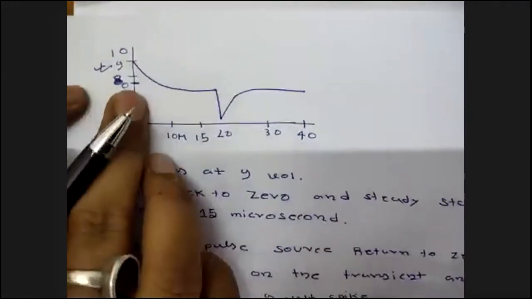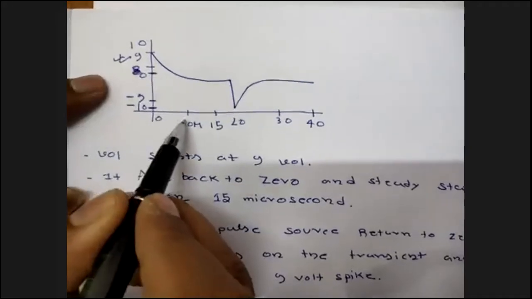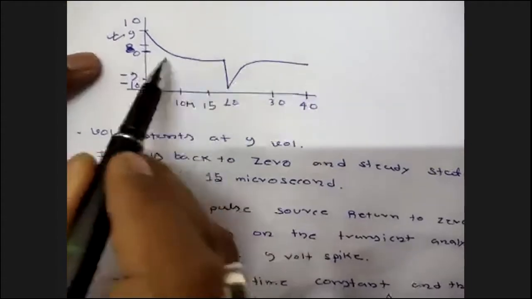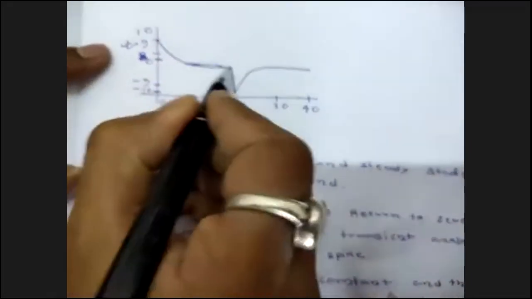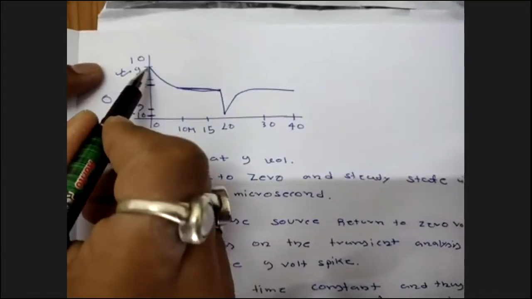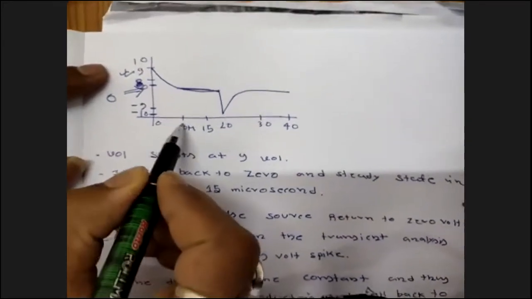In the graph you can clearly see it starts from +9. Starting from 9, after a few microseconds, the graph tends to the steady state. This is the steady state line, that is the 0 line. So the graph starts from 9, and after 10 to 12 microseconds it reaches the steady state condition.